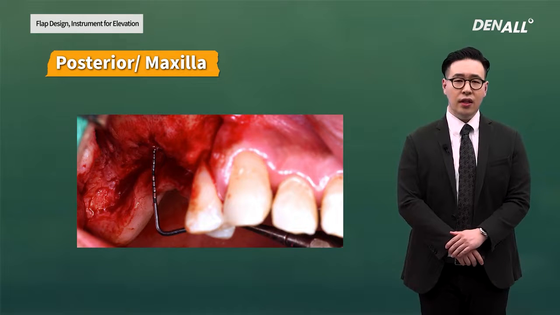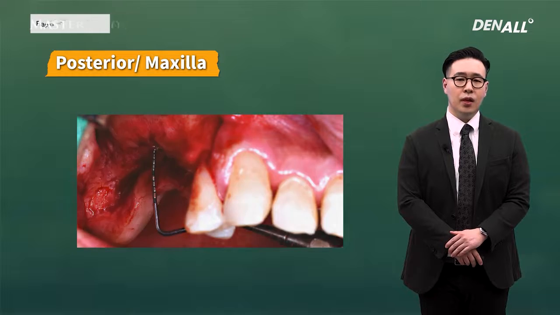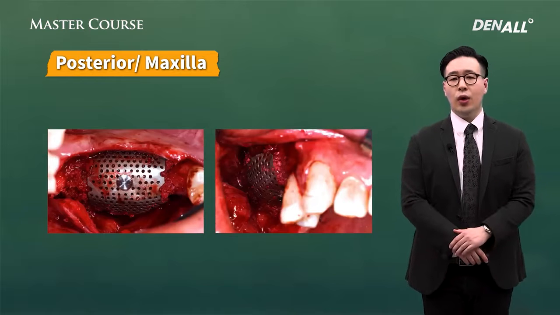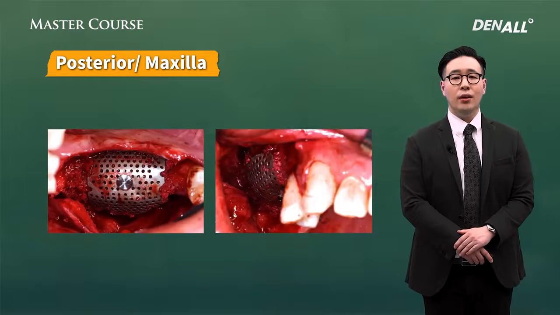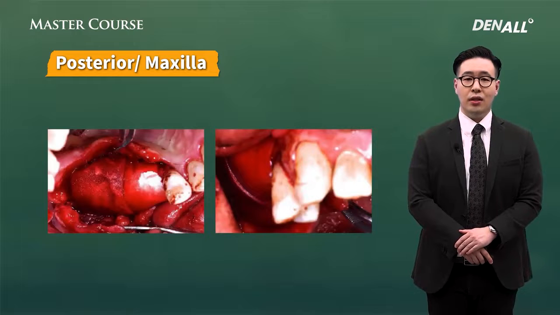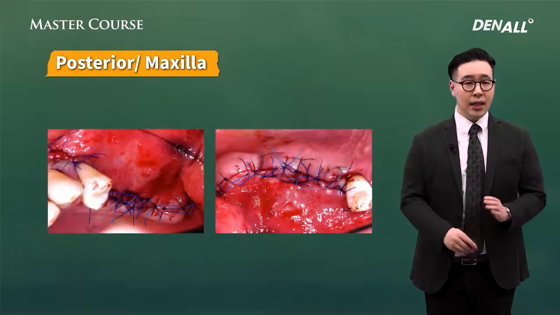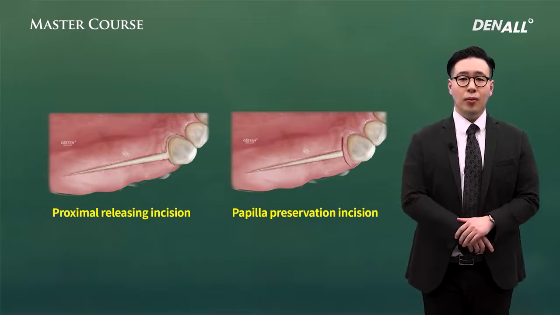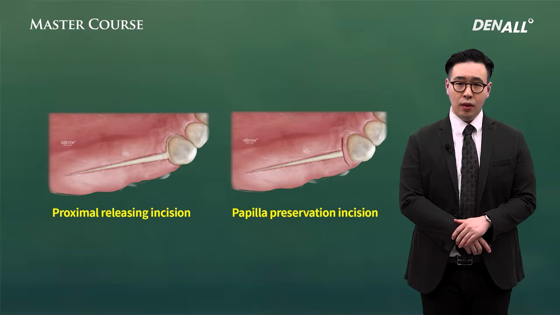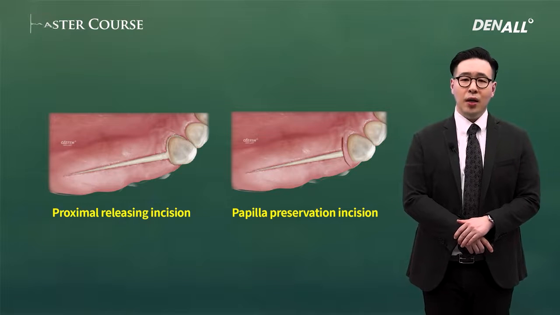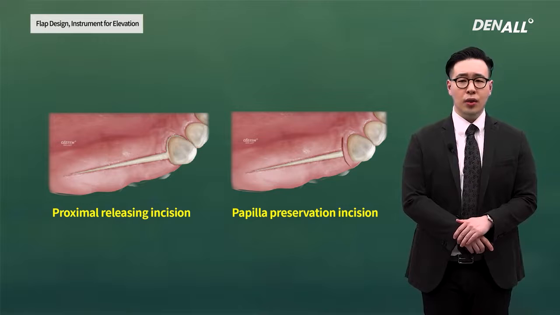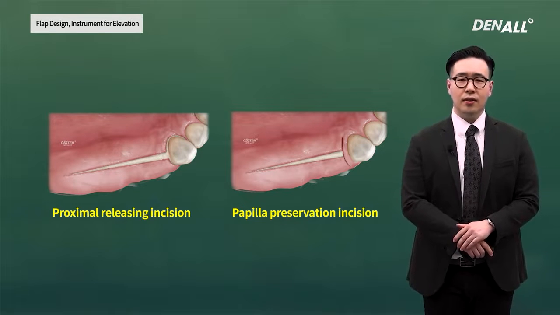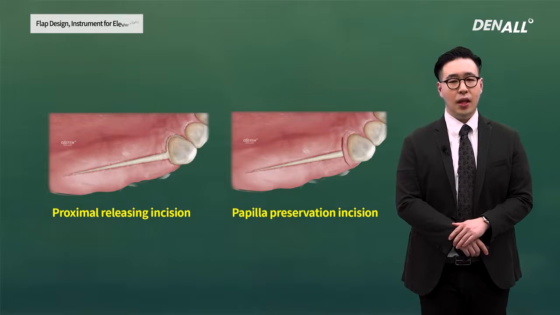In other words, a sufficient vertical releasing incision was done. After that, sufficient bone graft was done. Osbuilder type 3 was used to maintain space, and additional collagen membrane was used. Suture was done. Instead of proximal releasing incision, as shown on the right, if I had done papilla preservation incision, during flap closure on the papilla side, primary closure would have been very difficult, and flap dehiscence as well as infection might have occurred from there.